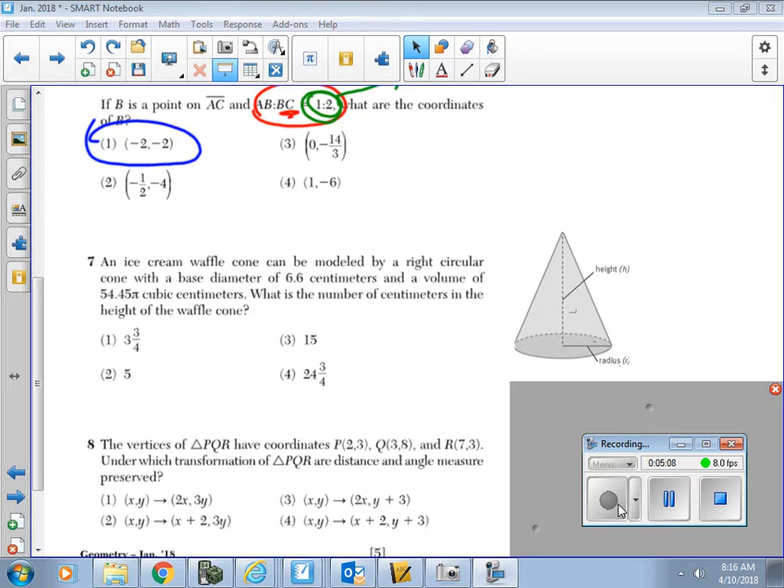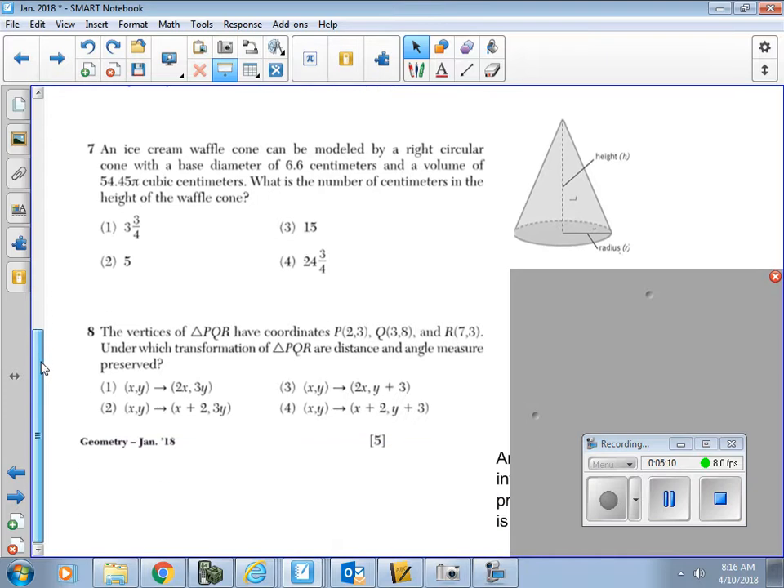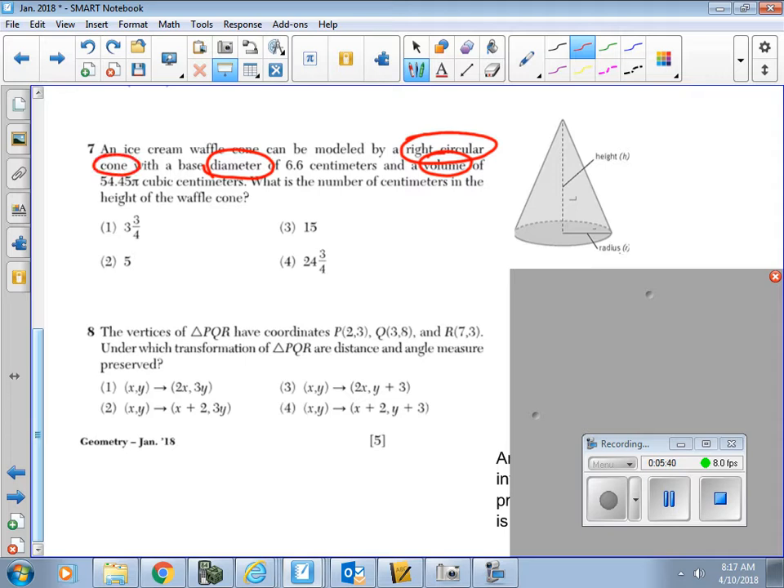Okay, let's look at problem number 7. All right, here it says an ice cream waffle cone can be modeled by a right circular cone with a base diameter of 6.6 centimeters and a volume of 54.45 pi cubic centimeters. What is the number of centimeters in the height of the waffle cone? The height of the waffle cone. All right, so a couple keywords. You have diameter, you have volume, and it's going to be a right circular cone. So those are our 3 things we want to focus on.